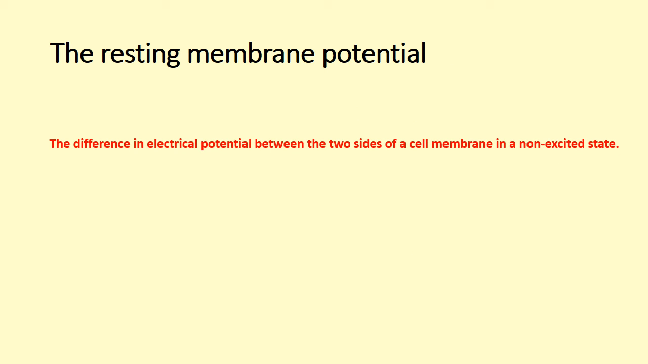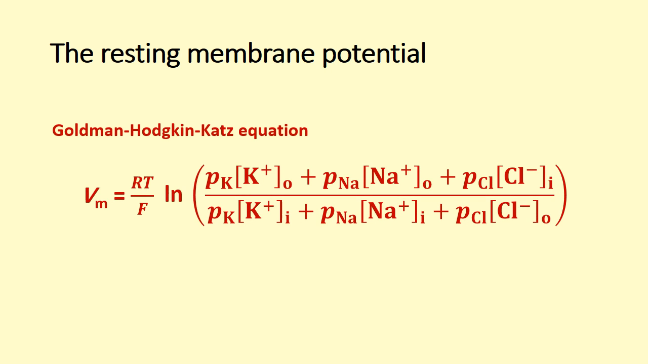The resting membrane potential is the difference in electrical potential between the two sides of a cell membrane in a resting state in all living cells of the body. The resting membrane potential of neurons in physiological conditions is about -70 millivolts. Several ions are involved in creating the resting potential on the cell membrane. The resting membrane potential can be calculated by using the Goldman-Hodgkin-Katz equation.